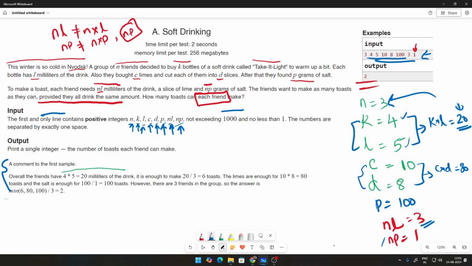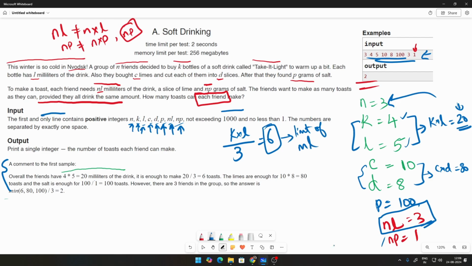So the total number of toasts I can take is this value right here, K into L, divided by this value right here. How many ml I need? Yes, so this will be 6. Okay, then this is not the end here.